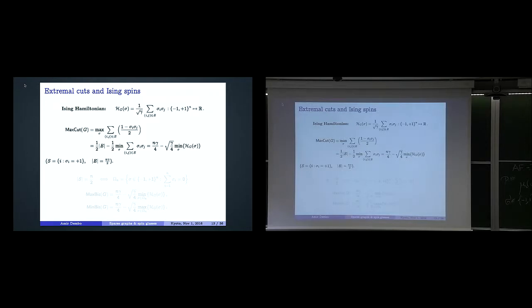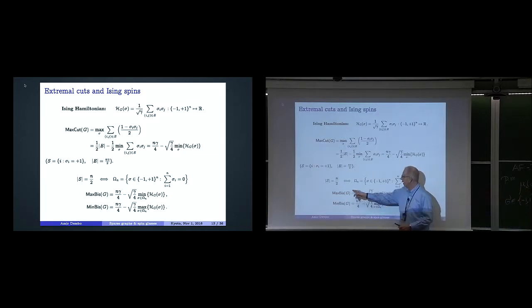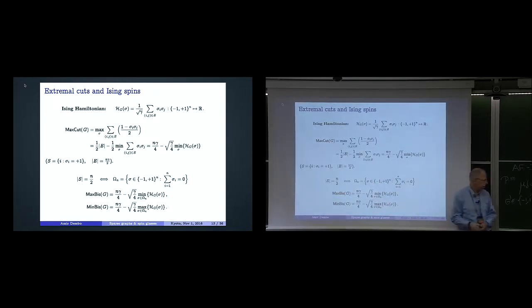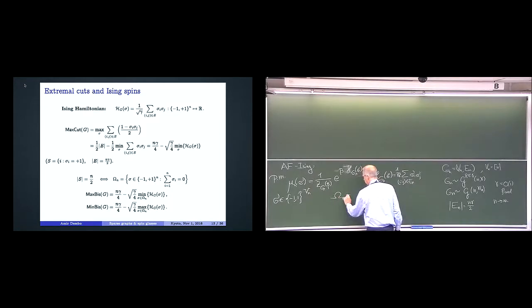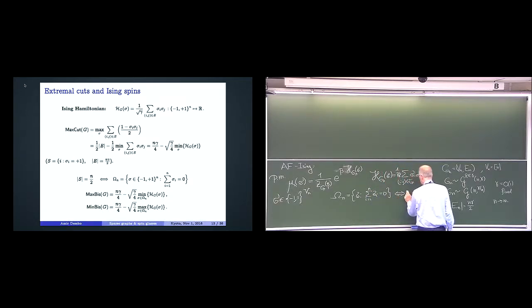In a very similar manner, if I want to look at the bisection problem, I need to restrict attention to S, which is N over 2. What does S equal N over 2 mean? It means I should have exactly the same number of pluses as minuses, which is the same as saying that the total sum should be 0. Okay, so I'm looking at omega N. This is called balanced configurations. Omega N is all the sigma such that sum sigma i equals 0, and this corresponds to S bisection, or the size of S is N over 2.